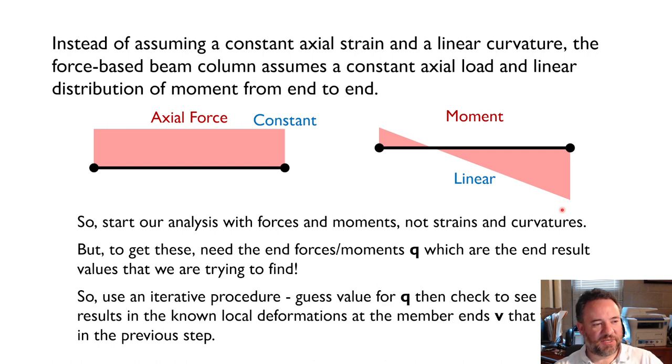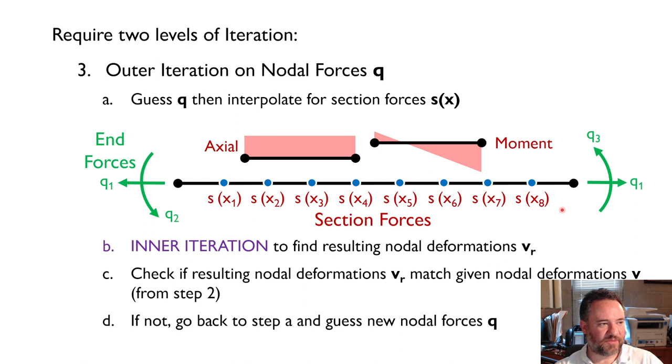But it gets worse, because there's actually a second level of iteration that we need. Okay, so we start with our outer iteration. So we make a guess for the end forces. Remember, this is what we're trying to find, the end forces. So we make a guess for our end forces, and then we figure out what the forces are at each section using those two assumptions that we just talked about, constant axial force and linear distribution of moment.